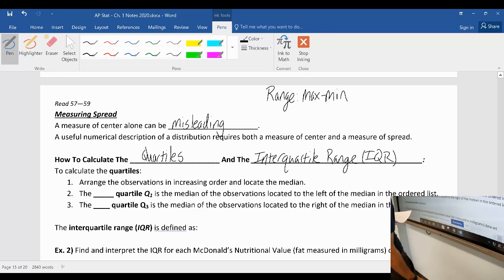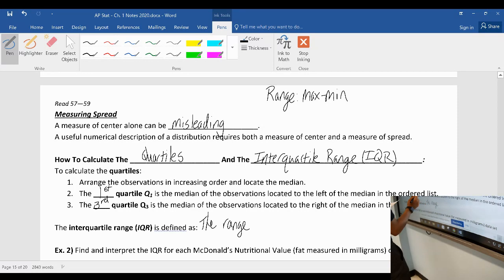So first we want to arrange the observations in increasing order and locate the median. The first quartile, or Q1, is the median of the observations located to the left of the median in the ordered list. So it's the median of the first half of the data. Your third quartile, same idea, but it's the median of the second half of the data. So it could be like your lower median and your upper median if you want to think of it that way. Interquartile range is defined as the range of the middle half of the data.